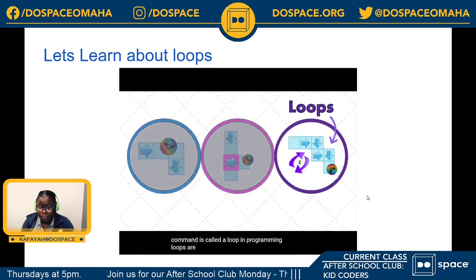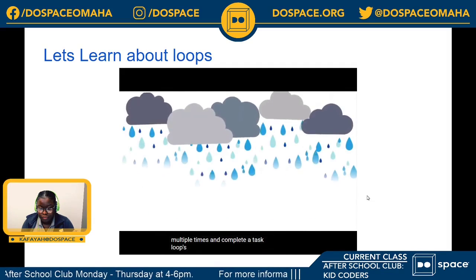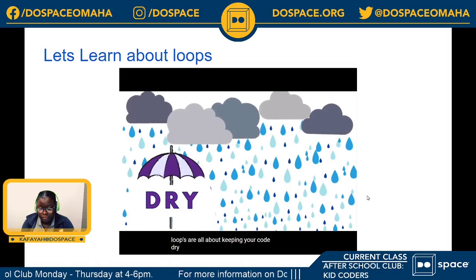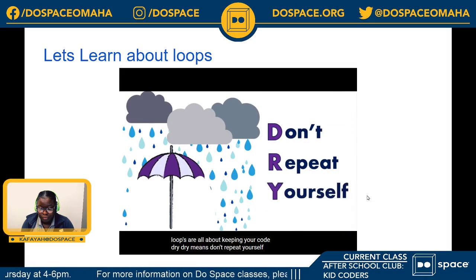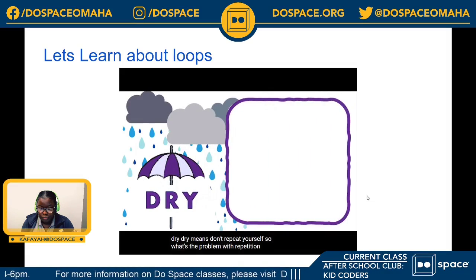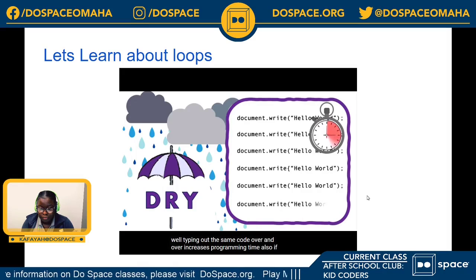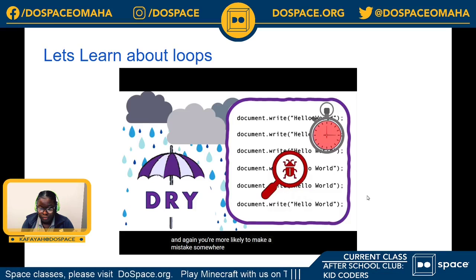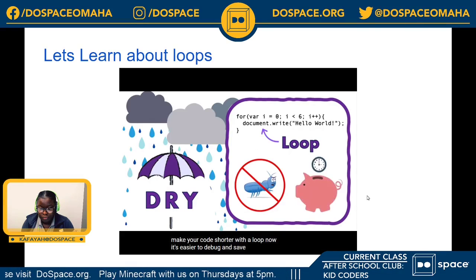In programming, loops are the third of the flow control structures and allow us to use just one command to repeat the same process multiple times and complete a task. Loops are all about keeping your code dry. Dry means don't repeat yourself. So what's the problem with repetition? Well, typing out the same code over and over increases programming time. Also, if you have to write the same thing again and again, you're more likely to make a mistake somewhere. Make your code shorter with a loop. Now it's easier to debug and saved you time.